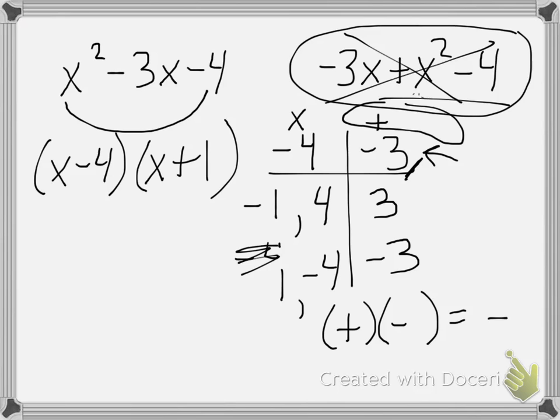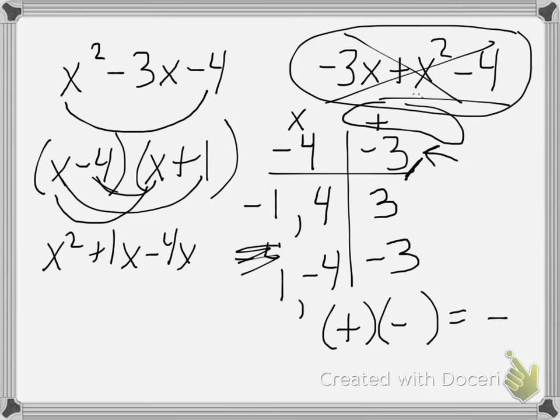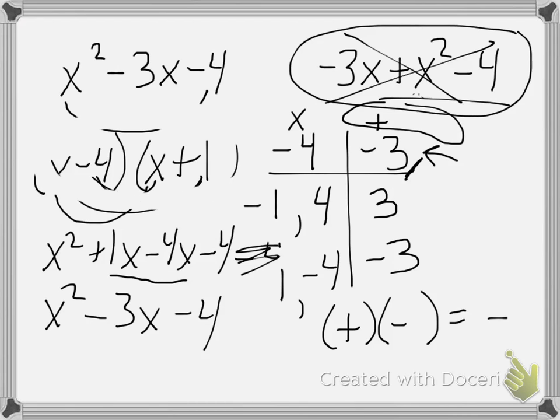So let's double check since I keep having issues today. X squared plus 1x minus 4x minus 4. So x squared minus 3x if I put these two together, minus 4. Phew. So this is your answer.